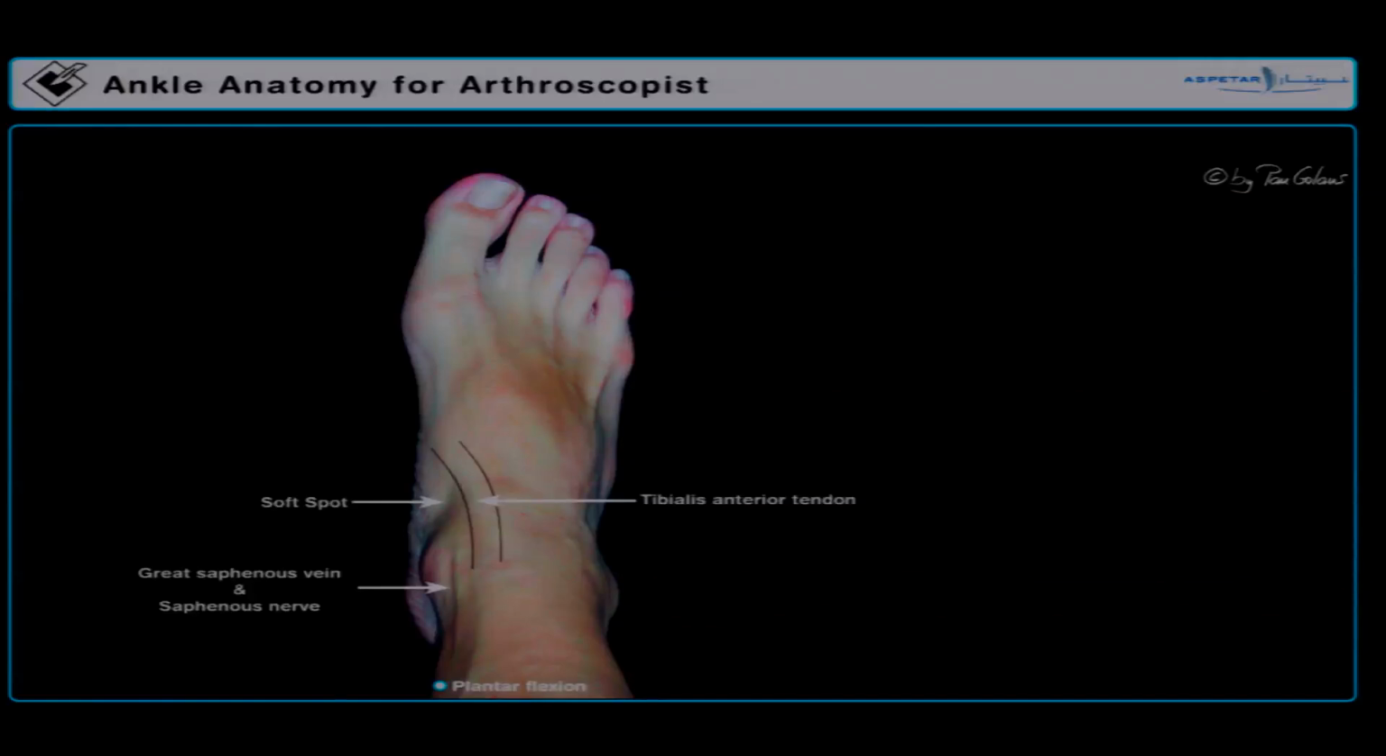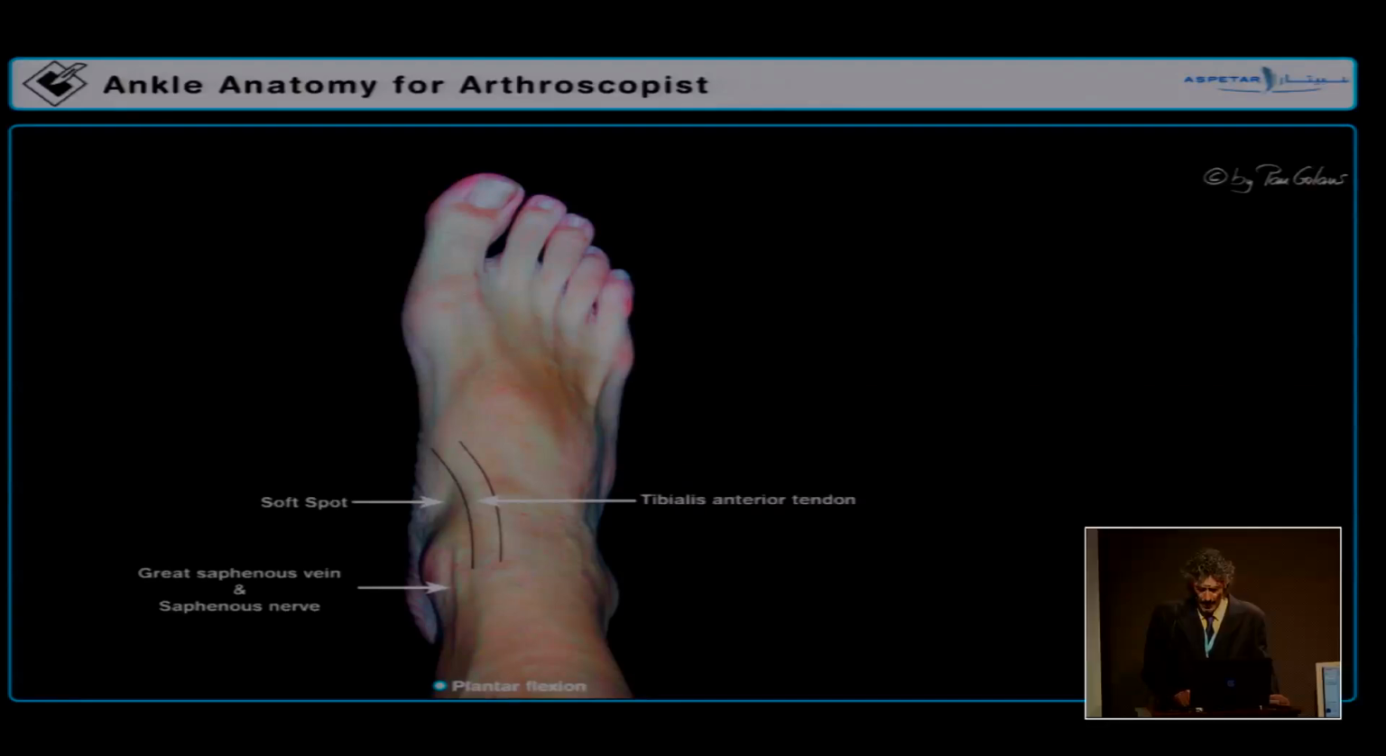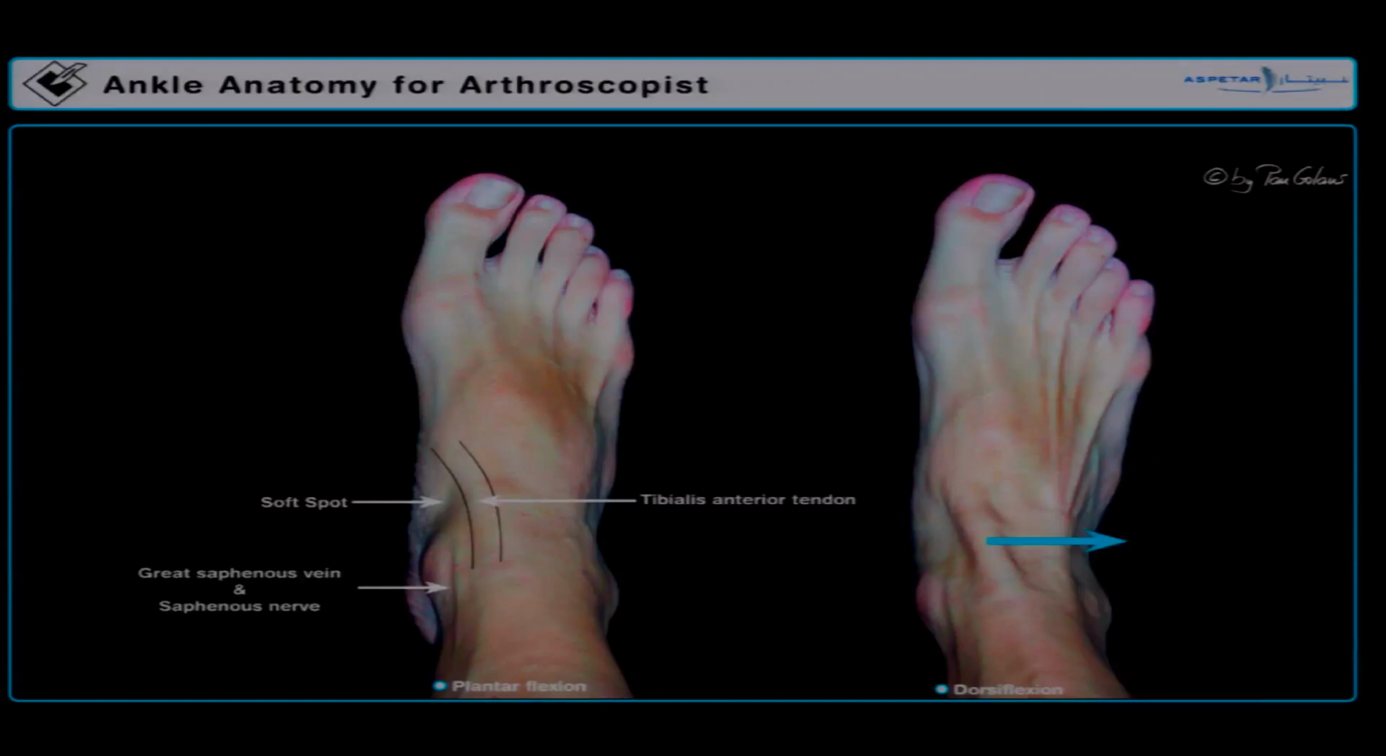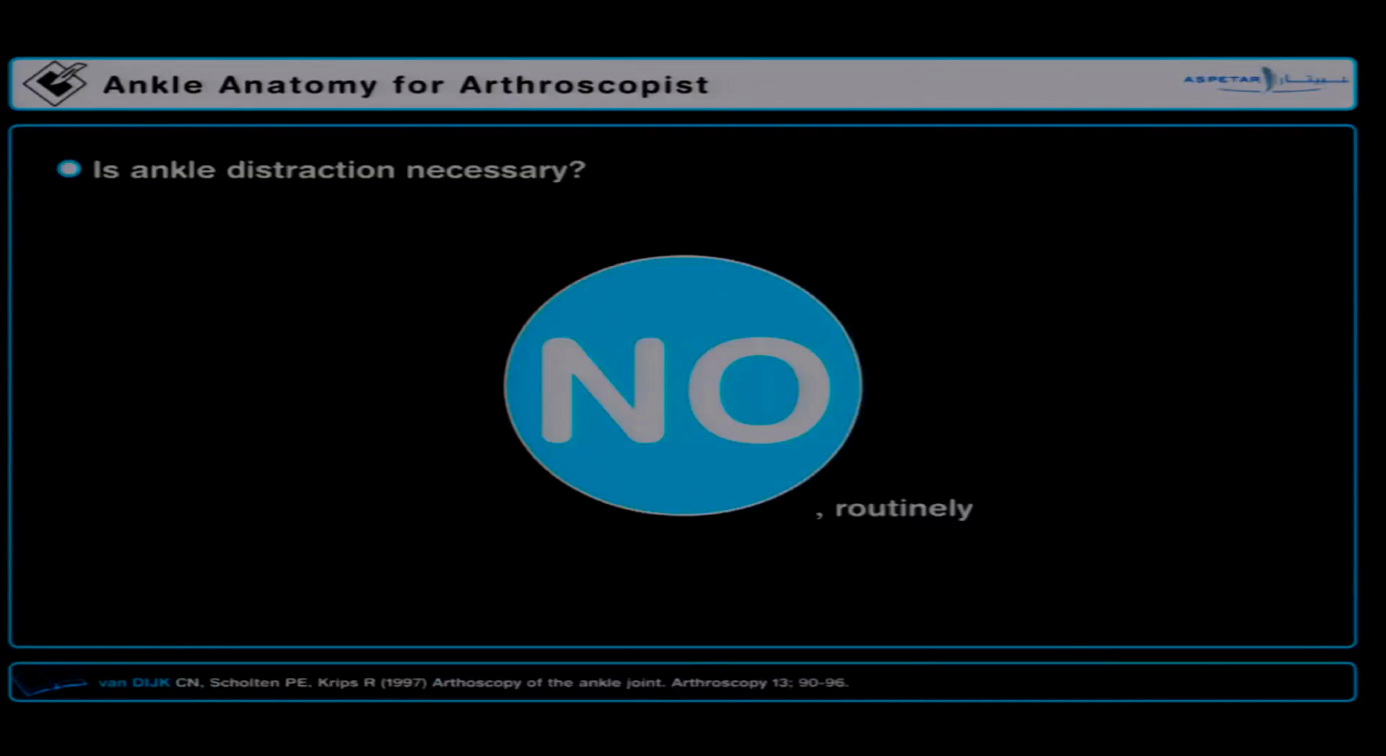Also, the tendons are in tension. The tibialis anterior tendon, landmark for the anteromedial portal, is in tension. In dorsiflexion, the tendon is relaxed and moves laterally, allowing to make the portal more laterally and further away from the neurovascular structures, especially the saphenous vein and saphenous nerve.